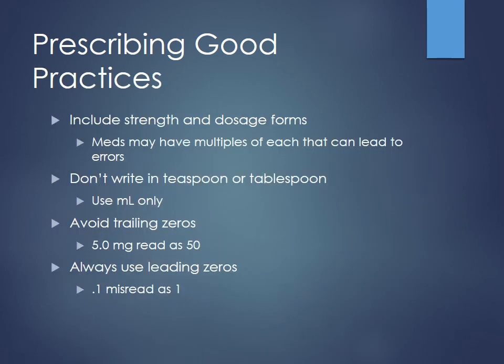I always like to make sure we include strength and dosage forms on the prescriptions. A lot of things like valproic acid have lots of different strengths and lots of different dosage forms available. We want to make sure we get the right thing that you intended for your patients. So that can lead to errors in some cases.